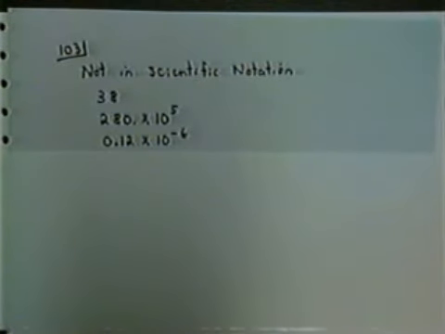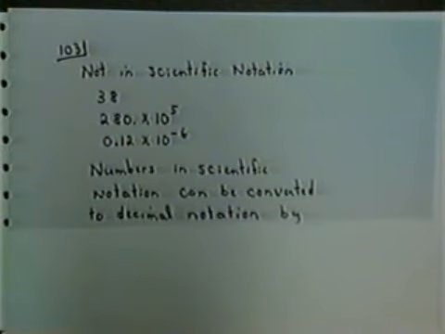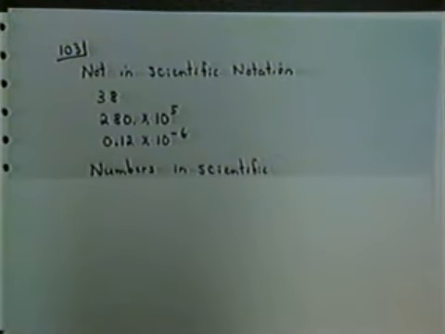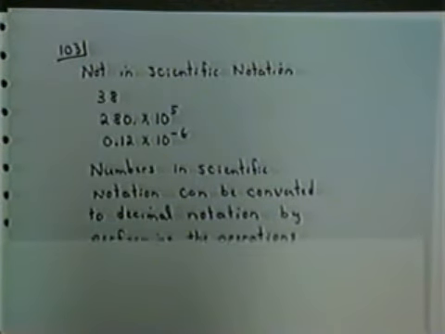0.12 times 10 to the negative 6 is not in scientific notation because I do not have a non-zero digit to the left of the decimal place. Numbers in scientific notation can be converted to decimal notation by performing the operations. So if your calculator gives you the number automatically in scientific notation, you can easily convert it to decimal notation by performing the operations.